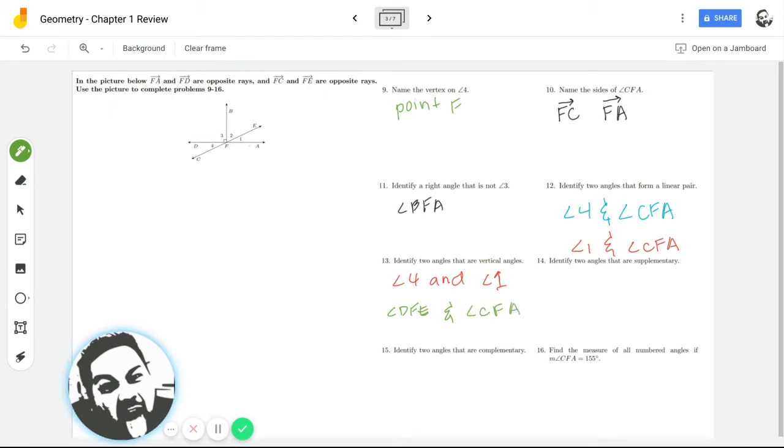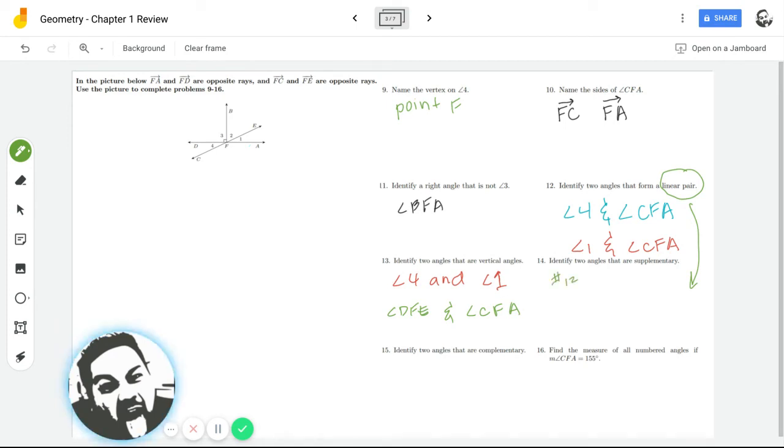Identify two angles that are supplementary. Two angles that add up to 180. Right here, it says linear pair. If it's a linear pair, it must be supplementary. So I would go with those two angles right there. There are quite a few answers to this one as well. You could say any of the ones from number 12, so all of number 12 works.